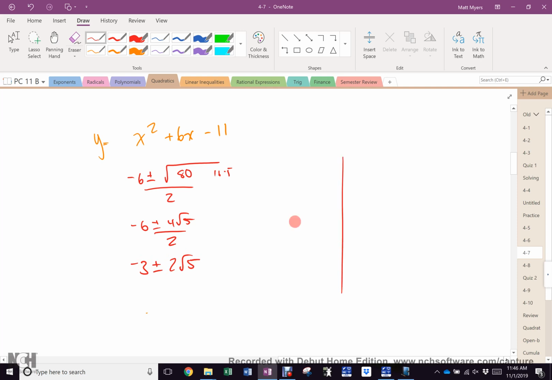Does that help us graph it? Not really, because now we know negative 3, the root of 5 is about 2.2, times 2 is about 4. Negative 3 plus 4 is 1. Negative 3 minus 4 is negative 7. Yeah? Ignore that dot. Right? Approximately. Does that help us graph it? No, not really, because we don't have a vertex.